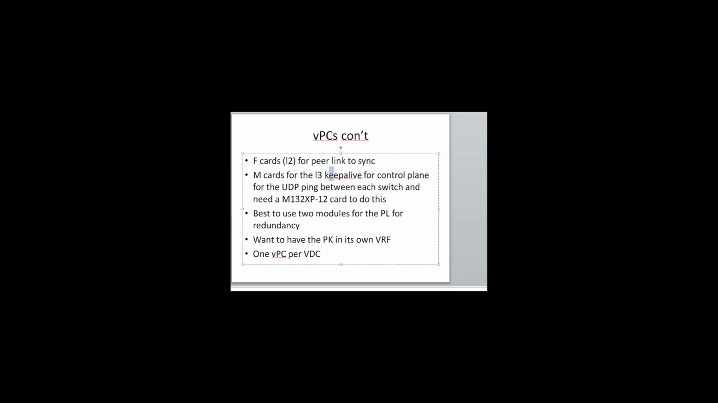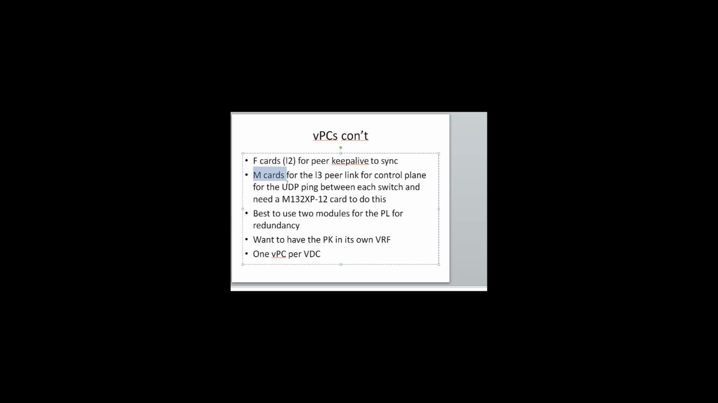Actually, I think I swapped these guys. This should be the peer keepalive, and this should be the peer link. Sorry, I think I had swapped. Okay, M cards. This is generally used for your layer 3.